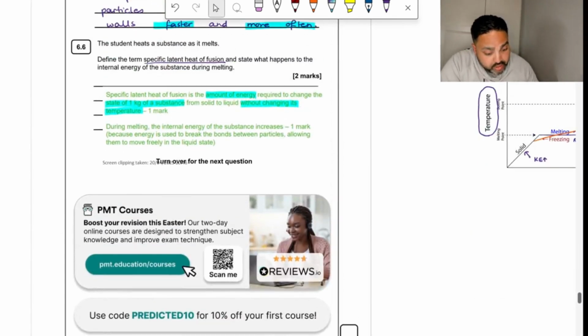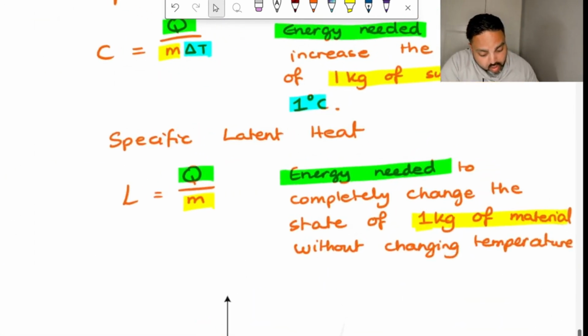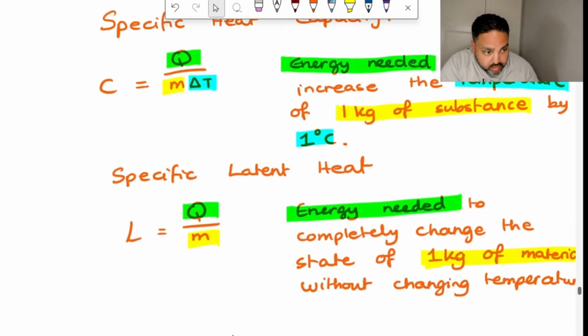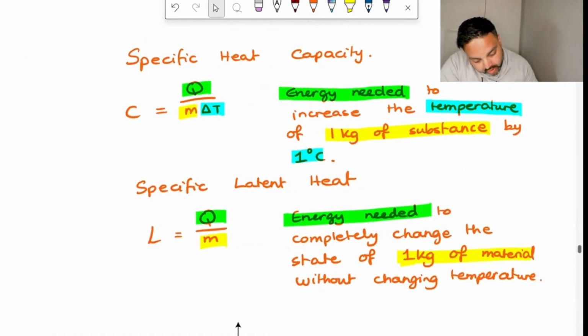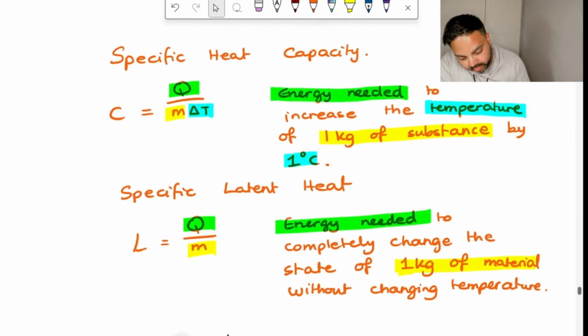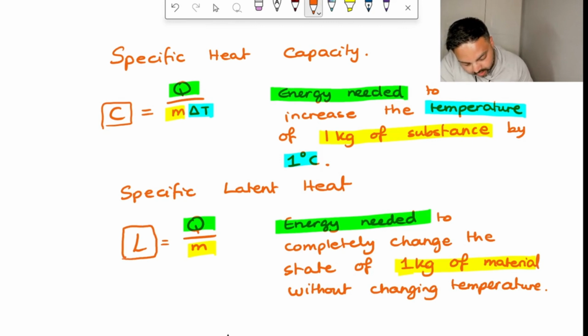Because what I've done is I've just rearranged the equation to make C the subject and L the subject, so that I can define what it means. I can use the equation to define what it means. Yeah? I've just rearranged them.